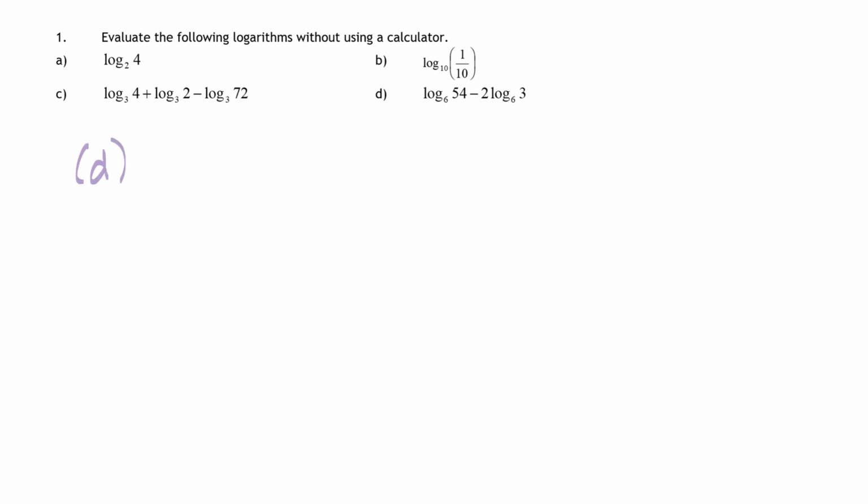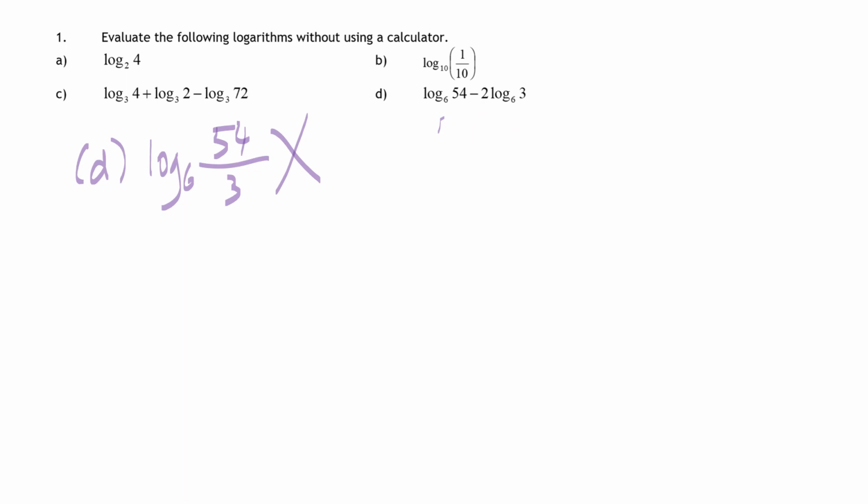Again, for part D, I will not encourage you to convert that to index, convert that to index, and combine. No, don't do that. You only do that when you have a single log. Can you see that you have base 6 here, base 6 here, and this is a negative? But if you do it like that, it will be wrong. Let me show you what some students may do. They just happily take 54 divided by 3. That will be wrong.